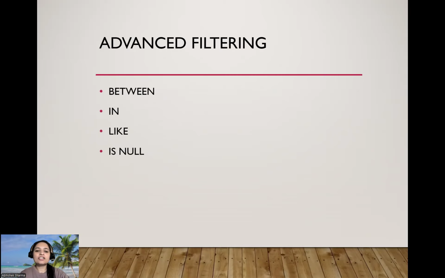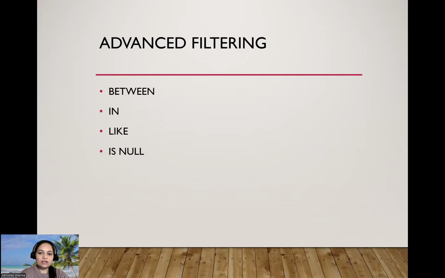Okay, so this is the concept of advanced filtering: BETWEEN, IN, LIKE, IS NULL. BETWEEN is basically used when you want to fetch some values between two existing values. Let's suppose you want to get the salary between 5,000 and 10,000. Or you want to fetch the data from a table between two dates, right? Then we use BETWEEN.